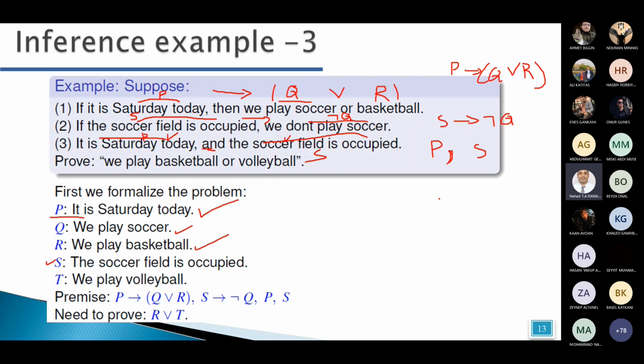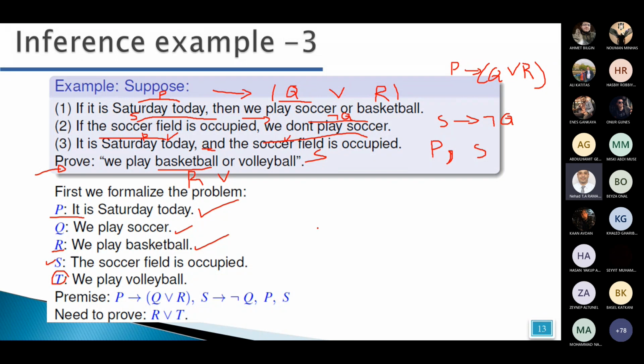P, that it's Saturday. S, that the soccer field is occupied. Okay, what do we need? Prove that we will play basketball or volleyball. What's play basketball? It's given to you here. It's R. Or play volleyball, which is not given to you yet. You can consider it; here they consider it as T.